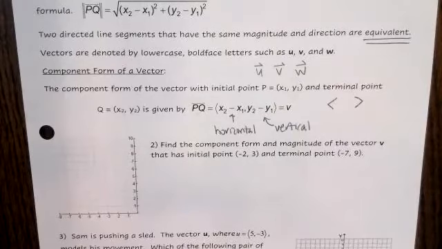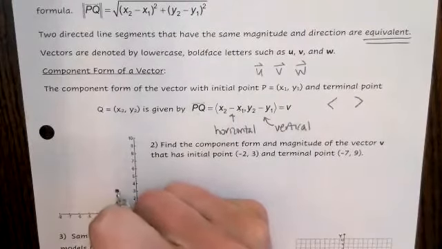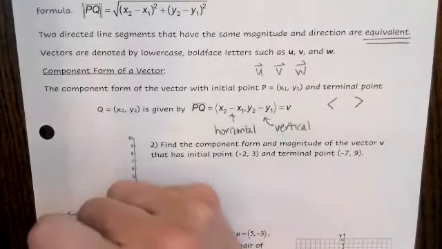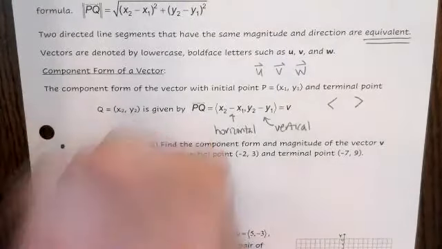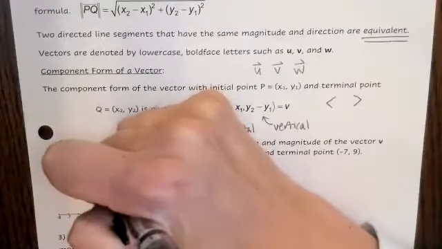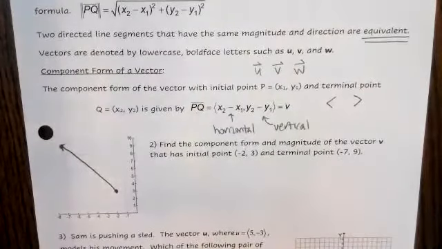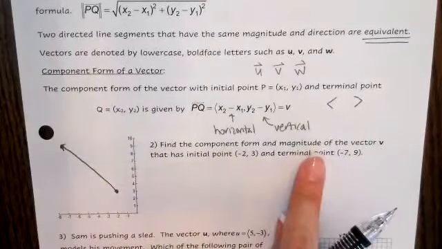It says find the component form and magnitude of the vector v that has initial point (-2, 3) and terminal point (-7, 9). So our initial point is (-2, 3). So I'm going to graph that. And then our terminal point is (-7, 9). And so our vector starts here and ends right here. There is our vector.